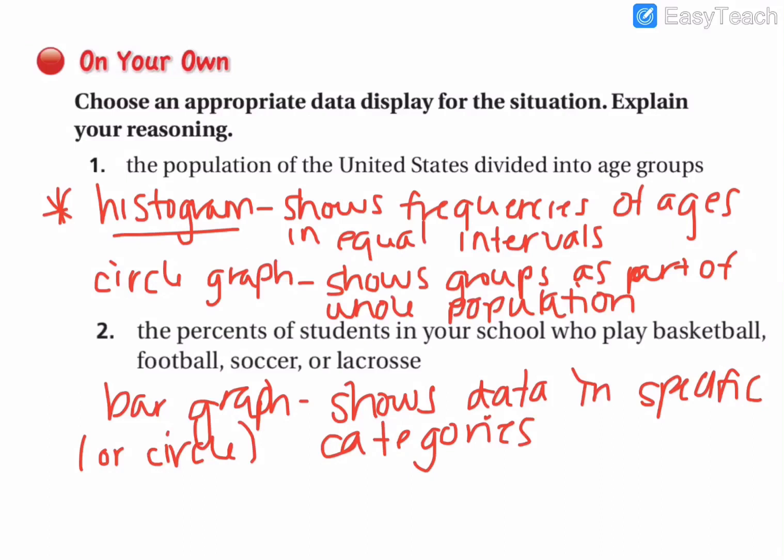For number 2, the percents of students in your school who play basketball, football, lacrosse, or soccer, a bar graph or circle graph would be good here. Again, you could use some of those other things like pictographs and dot plots, but I would say one of these 2 would be the best because it's showing data in specific categories.